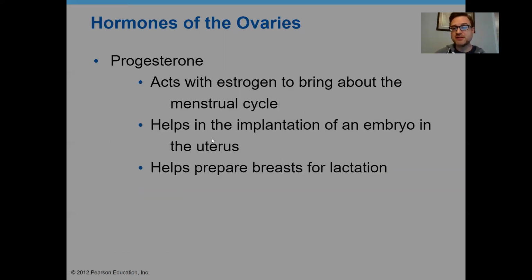Progesterone, like I said, is important in the menstrual cycle. It's also important after conception for the embryo to implant in the uterus, and it prepares breast for lactation after childbirth. That's progesterone. So the two big female sex hormones, estrogen and progesterone, are produced mainly by the ovaries, a little bit by your adrenal glands, but mainly by the ovaries.